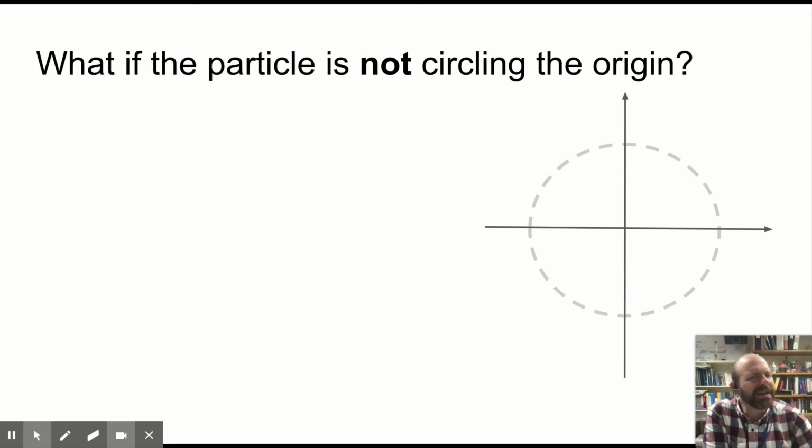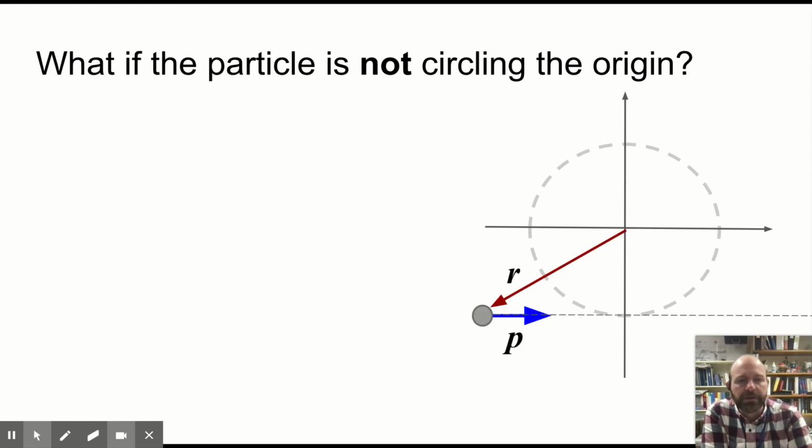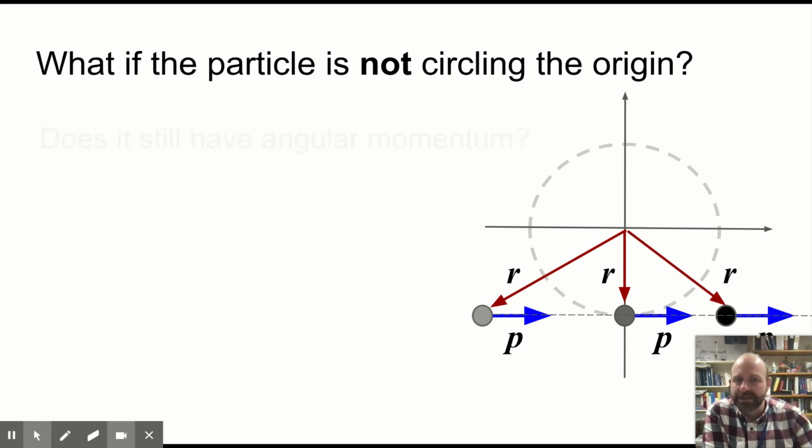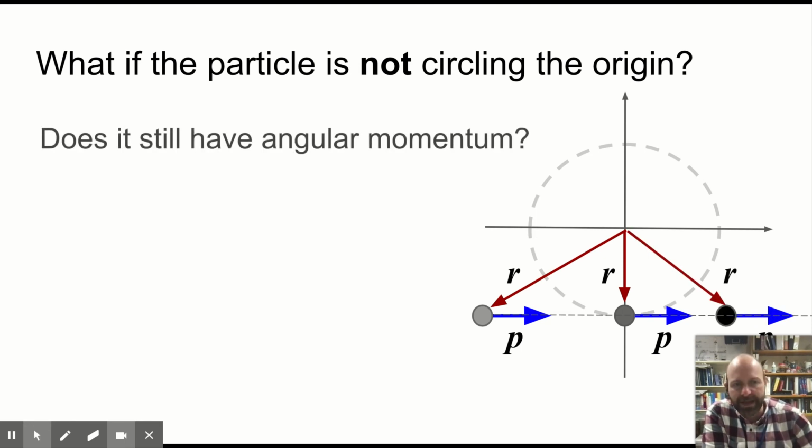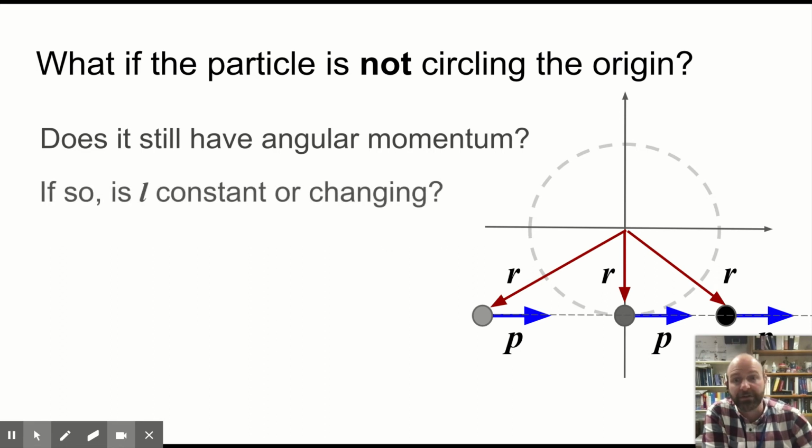But what if the particle isn't circling the origin at all? For example, this particle. We could see where the origin is. We can think of the circular path we might want to take, but we can still calculate an angular momentum, right? As it moves, that r vector is changing. But does that change the angular momentum? And does it prevent it from having angular momentum? Right? If it does, then is L constant or changing?